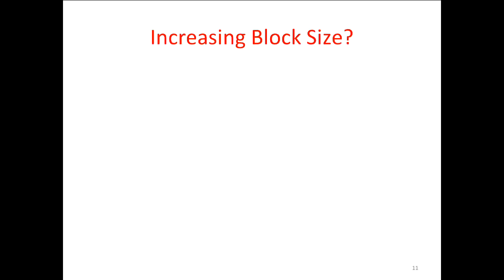Okay, so now I just want to go through the effects of the parameters on performance. So basically, what happens when you increase block size, and how does that affect AMAT? So remember, AMAT is hit time, miss rate, miss penalty. So what happens to hit time as you increase the block size?